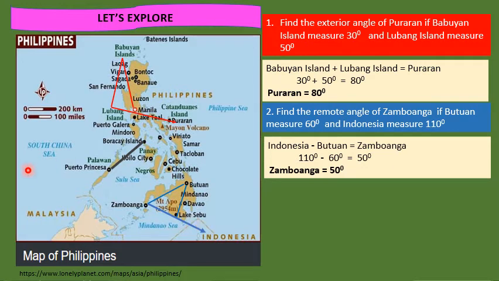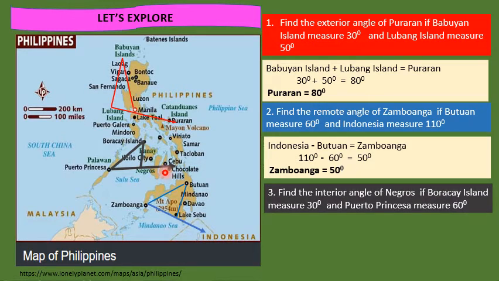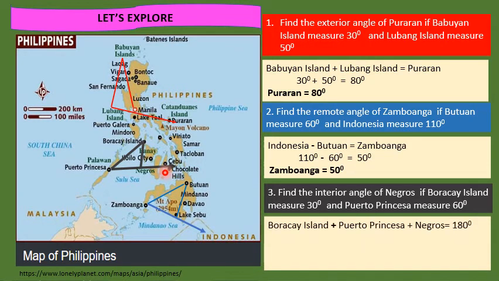And from this one, from Puerto Princesa going to Boracay Island, and from Boracay Island going to Negros, and the extension line going to Cebu. But the question is, find the interior angle of Negros if Boracay Island measured 30 degrees and Puerto Princesa measured 60 degrees. So we're going to add these to find the interior angle of Negros. By the way, Boracay Island plus Puerto Princesa plus Negros equals 180 degrees.